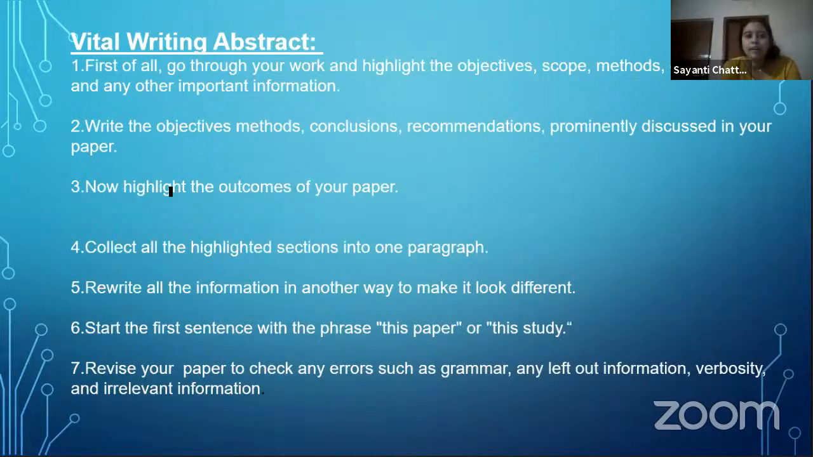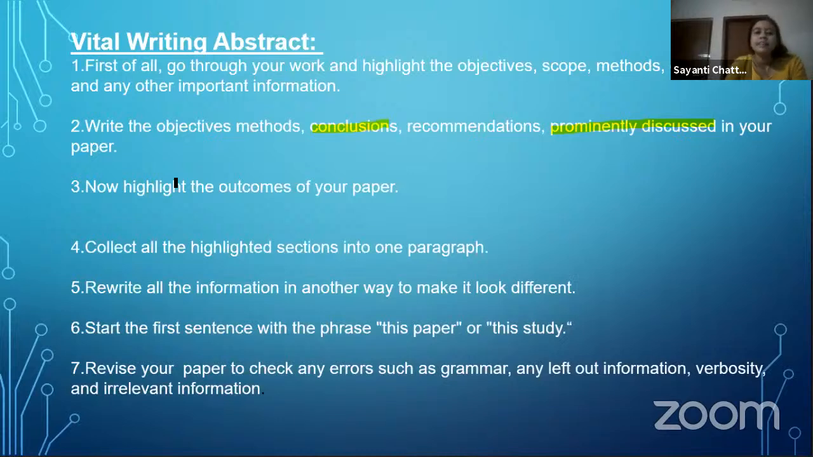So how to write all of these things? As I told, to write the abstract, what will we do? First, we will write the abstract, then we will brush up. How to brush up? We will write the conclusion, and then the discussion of our paper. From that, we will highlight the main outcome of my paper, the main thing we are getting, and collect the highlighted section. We will point it out and write it in sentence form.